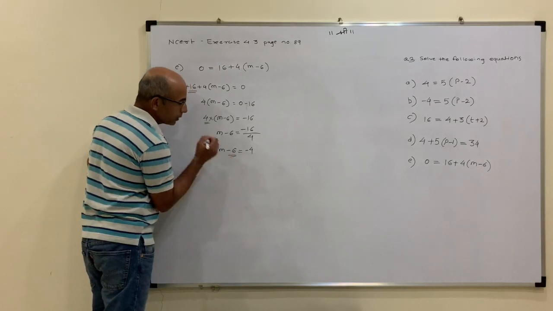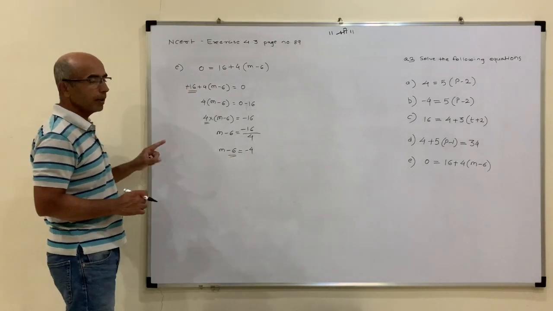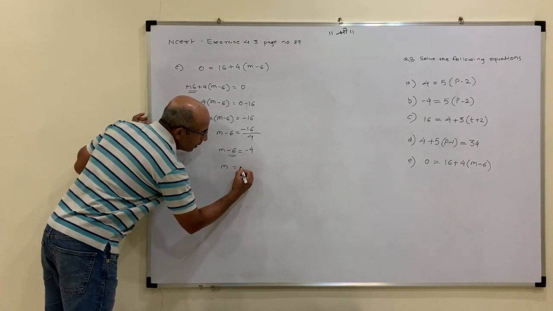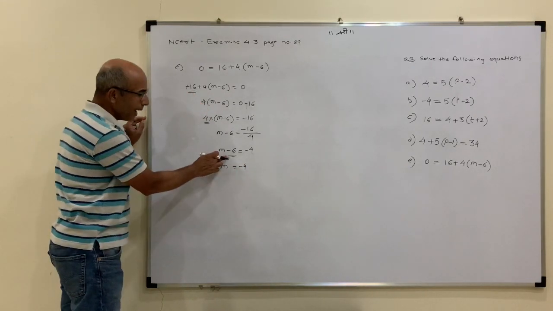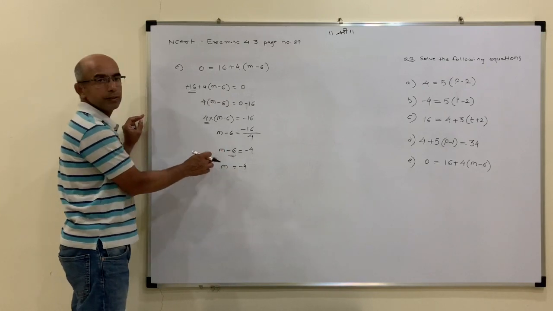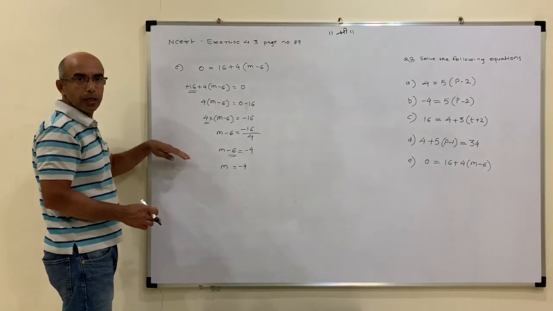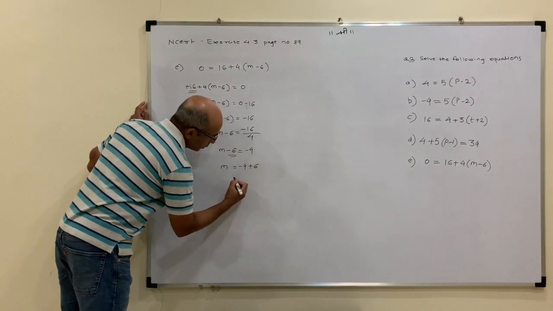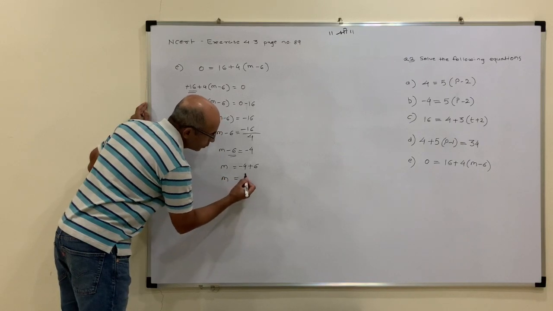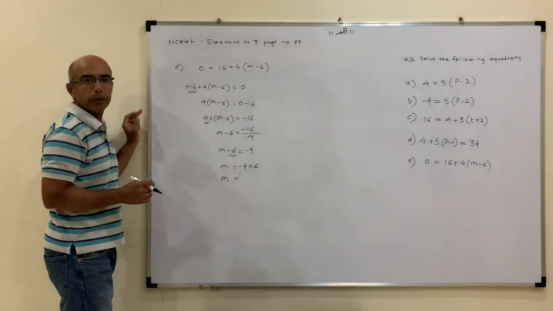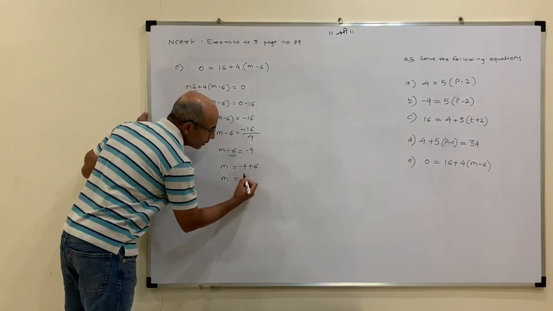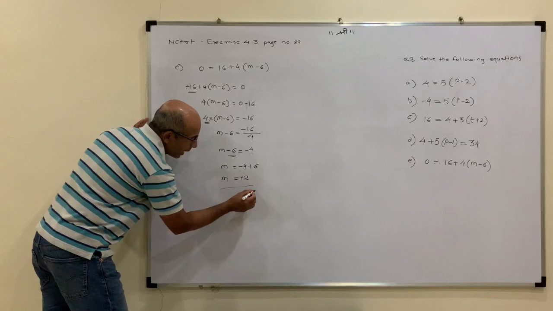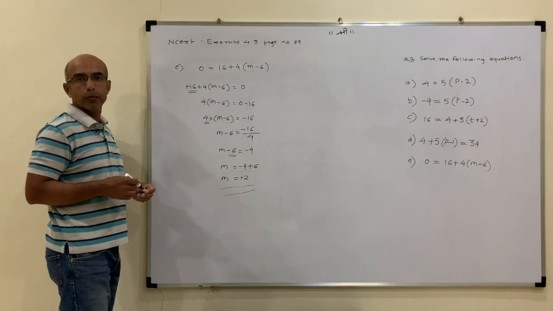Now I am going to transpose this minus 6 from left hand side to right hand side. So m equals to minus 4 minus 6. When we transpose the 6 which is subtracted on the left hand side onto the right hand side, it will be added. So now m equals to, signs are different, so we will be doing subtraction. 6 minus 4 equals to 2 and the sign of the larger number. So my answer is m equals to 2.